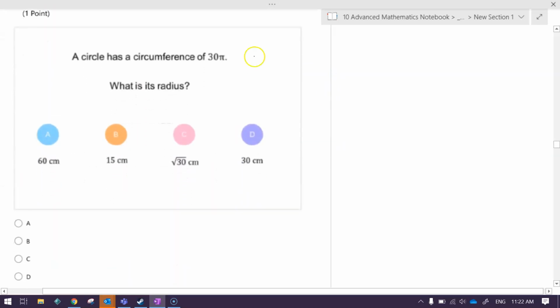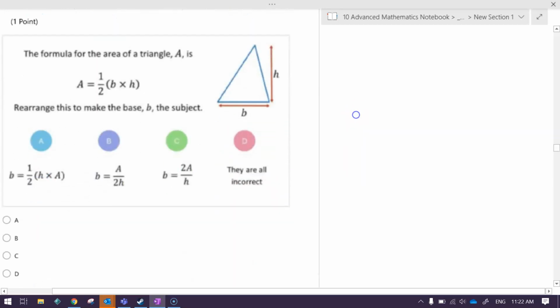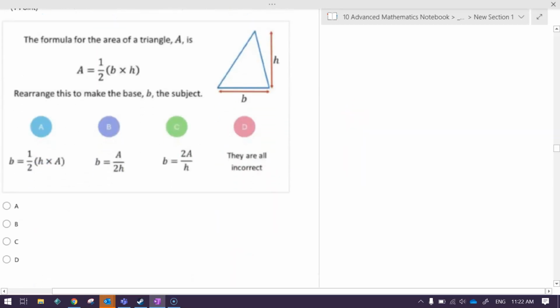Circle has a circumference of 30 pi. What is its radius? So the circumference we know is 2 pi times the radius. So 30 pi equals 2 pi r. I'm going to divide by 2 pi to get the radius on its own. 30 divided by 2 is 15. 15 is the radius, and it was in centimetres. Well, they didn't give us units, but they're giving us centimetres this time. That must be the one they mean. This one's a repeat question as well. People continue to get this wrong.